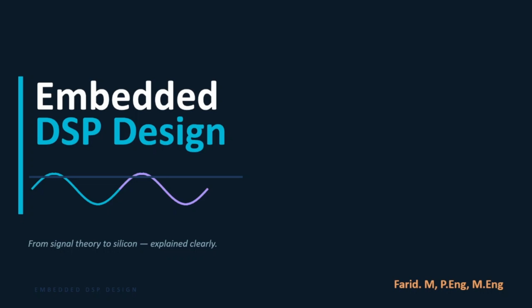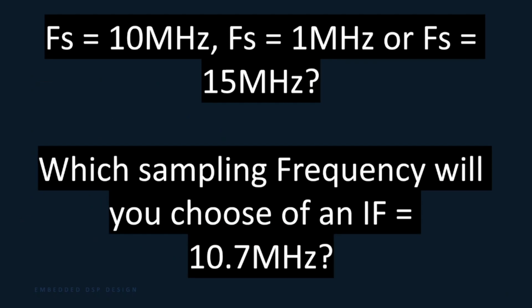Today's video is going to be a continuation talk about bandpass sampling, but this time about the challenges of implementing bandpass sampling. Meaning, if you have an IF frequency, as we talked last time, of 10.7 megahertz and a bandwidth of 200 kilohertz, and you were given the choice of a sampling frequency of 10 megahertz, 1 megahertz, or 15 megahertz, which sampling frequency will you go for?